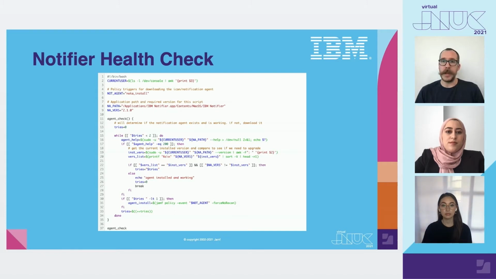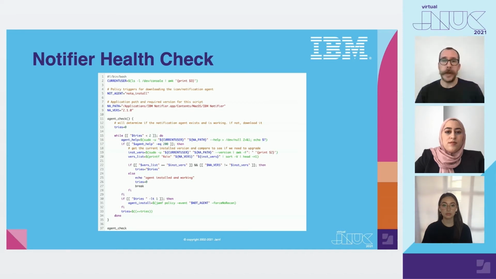Assuming we have received an exit code of 200, then the next step on line 17 is to make sure that the installed agent meets our minimum version defined in the NAVERS variable at the top of the script. As mentioned before, in this example, it is 2.1.0. Line 19 captures this information by calling the version flag within the IBM Notifier binary and then pipes it to awk in order to separate the second column, which is where the app version is displayed.